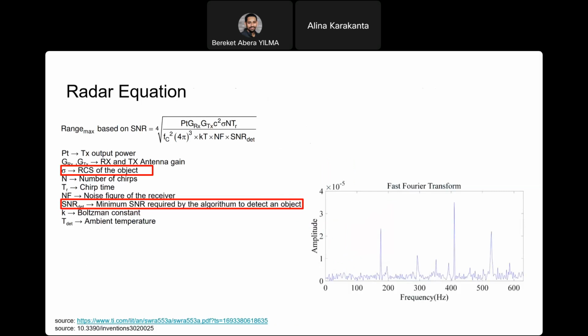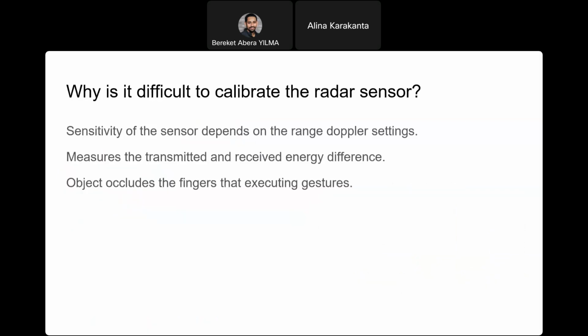So I would like to highlight two terms in this radar equation. This is radar cross section and signal to noise ratio. Radar cross section relates to the fact that we are performing gestures with our hands. The radar cross section depends on the area of the hand, or the characteristics of the hand, and also the signal to noise ratio. Let me explain the importance of this.